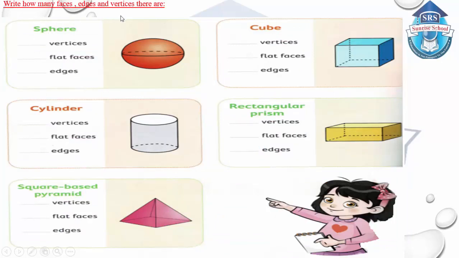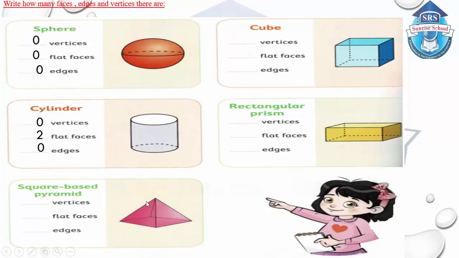Write how many faces, edges, and vertices there are. I want you to answer me as quickly as you can, okay? Vertices. Excellent. 0 flat faces. Brilliant. 0 edges. 0. Good job. Cylinder. How many vertices? Yes, 0. Flat faces? Great, 2, because here are 2 circular faces. How many edges? 0. Great.